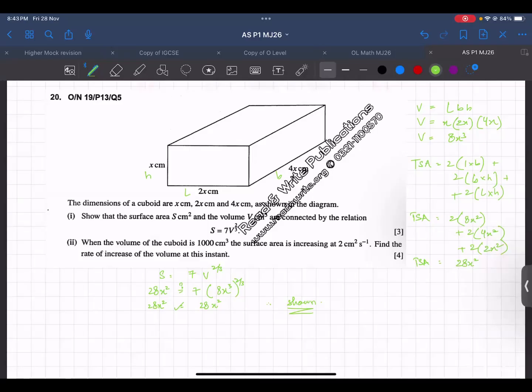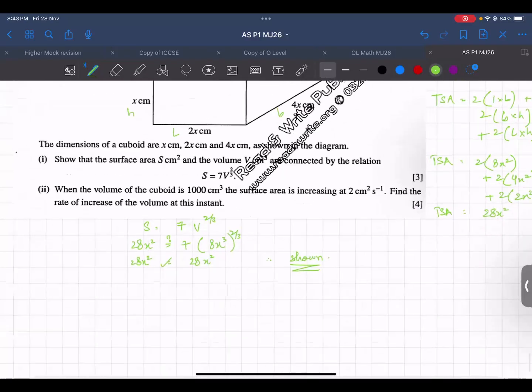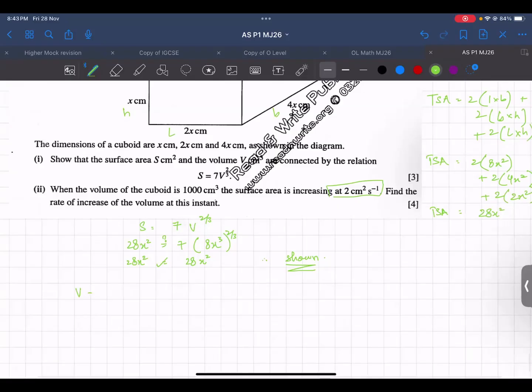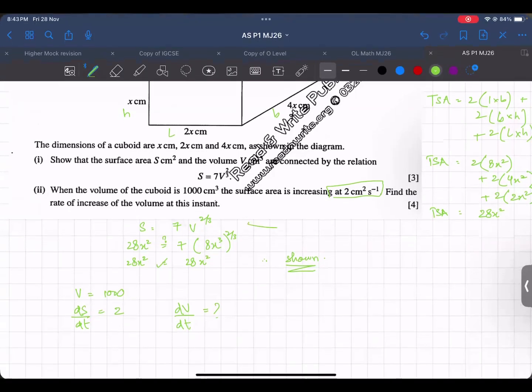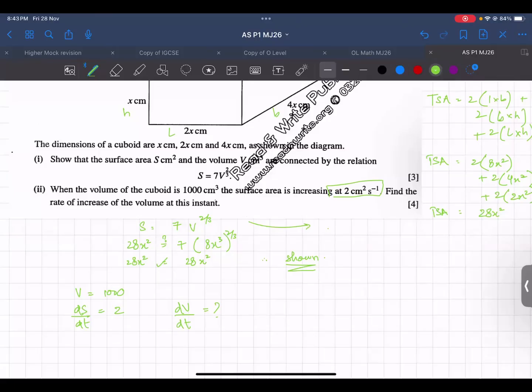When the volume of the cuboid is 1000, the surface area is increasing at 2 centimeter square per second. Find the rate of increase of the volume. They're asking you to find dV by dt. Using this, we can find the dS by dt. Sorry, dS by dV.